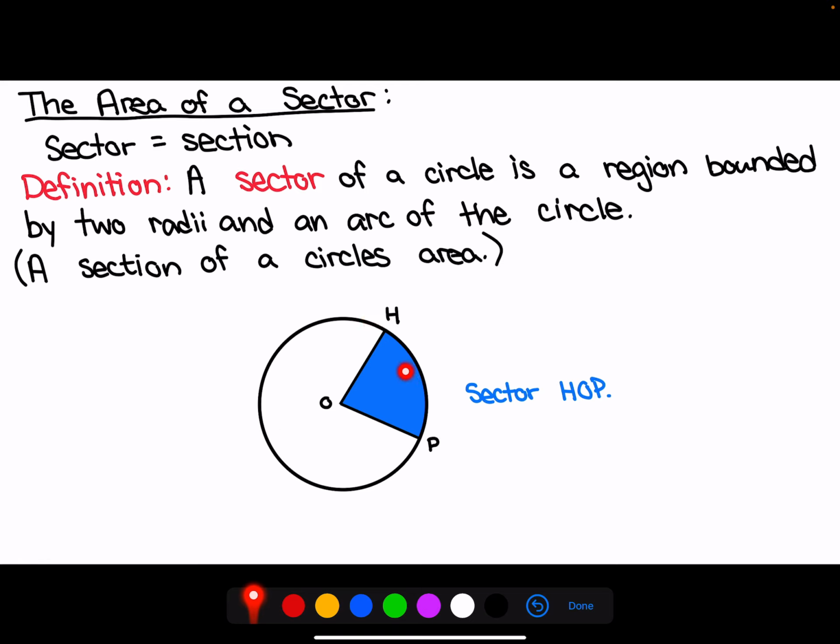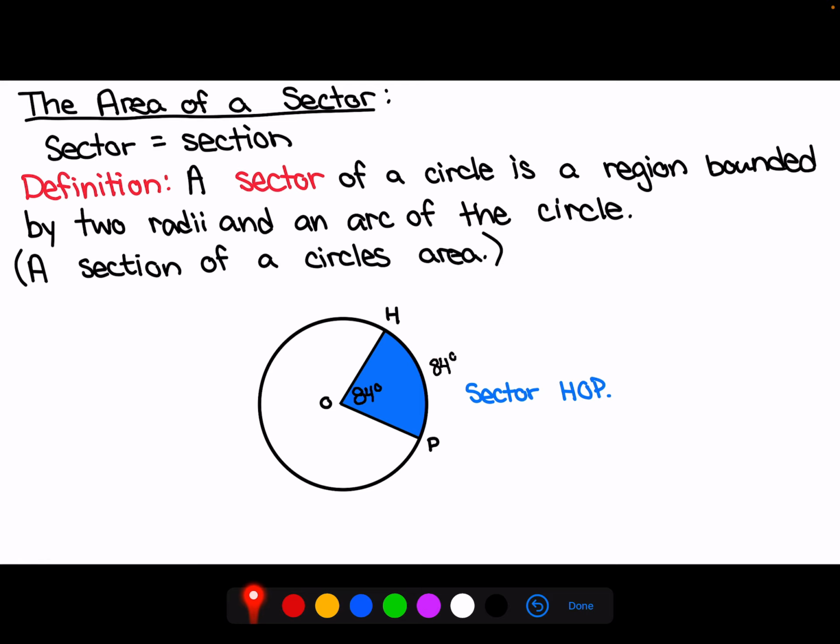We're just looking for the blue area here. So the way that I would find HOP is, first off, I would need this angle O, because angle O is a central angle. So let's say I give it a random number, say 84 degrees. Well, if angle HOP is 84 degrees, then arc HP is also 84 degrees, because a central angle will always be equal to the arc that it is facing.